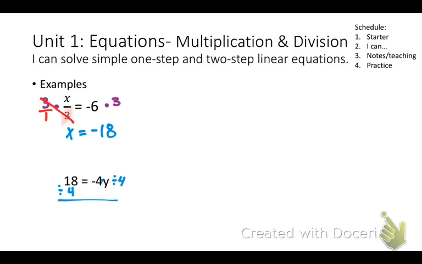So now take a second, type it into your calculator: 18 divided by negative 4. All right, so we typed in 18 divided by negative 4, like I said, and we get out negative 4.5 equals y. Now remember, we leave our variable on the side of the equation where it started.